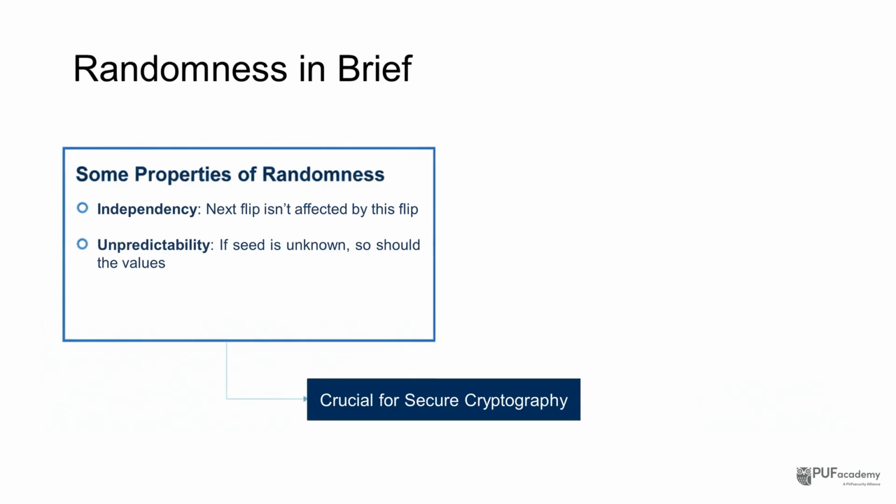The second property is unpredictability. Simply put, if you don't know the starting point, often called the seed, you should not be able to guess the resulting values or sequence.